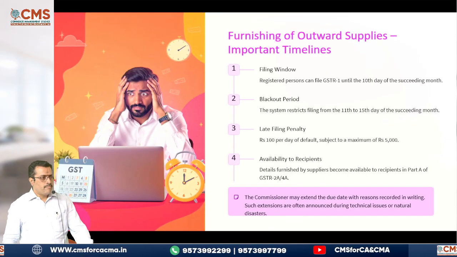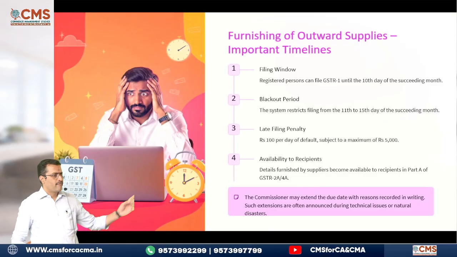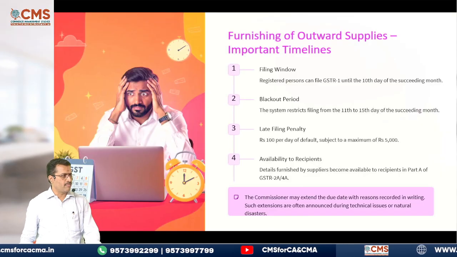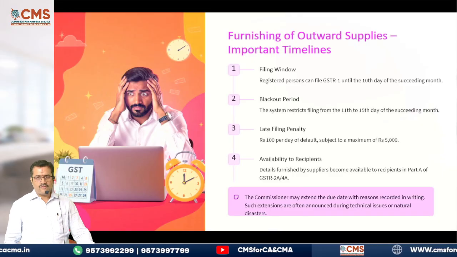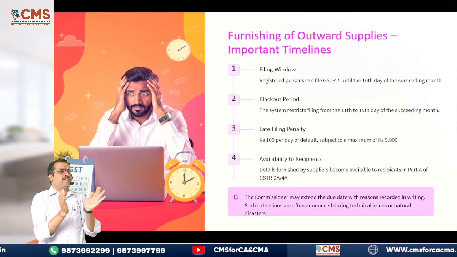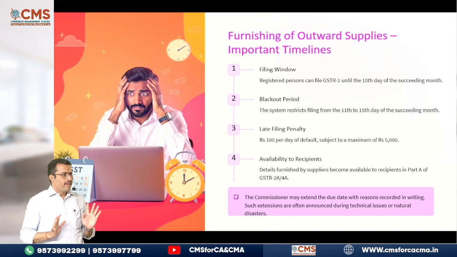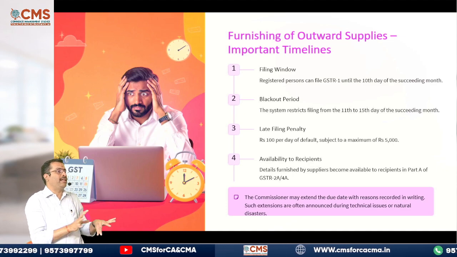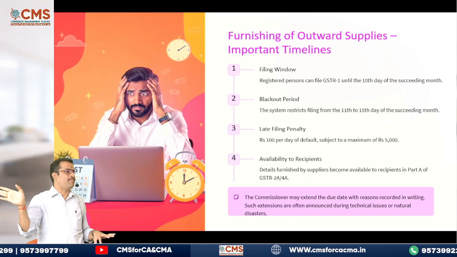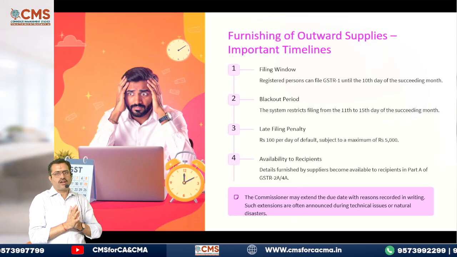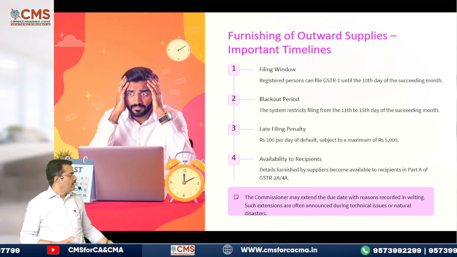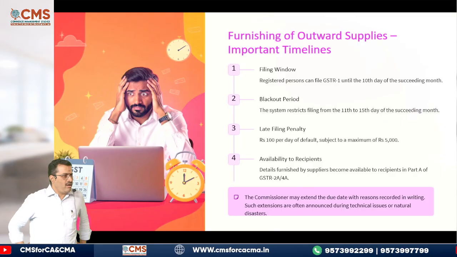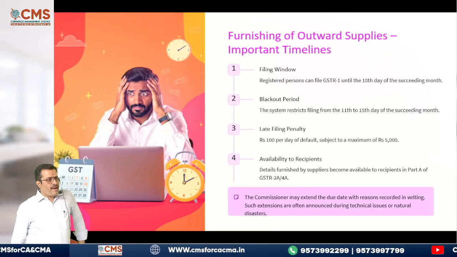Then, important timelines. What are the timelines? Filing window. Obviously, GSTR 1 should be filed by 10th of the following month. Then, blackout period. What is that blackout period? 11th to 15th you cannot file. Why, sir? Because what all you filed by 10th, the system will process during this period and they will make input available to the recipient. That is why during 11th to 15th you are not allowed to file. Then, late filing penalty. What is the late filing penalty? 100 rupees per day of default, subject to a maximum of 5,000 rupees.